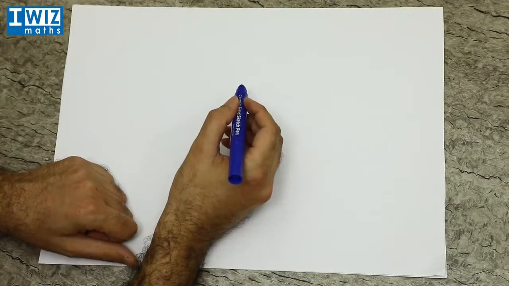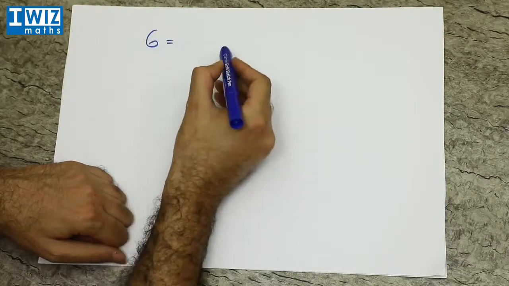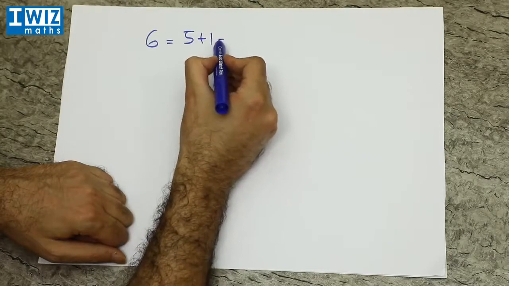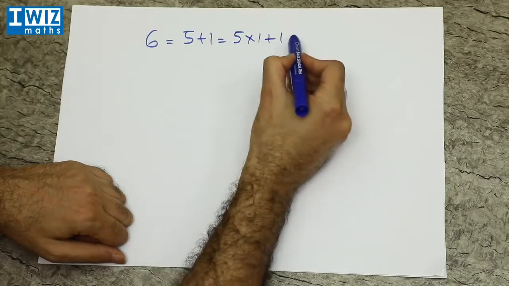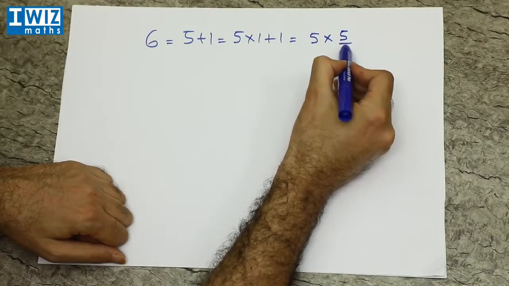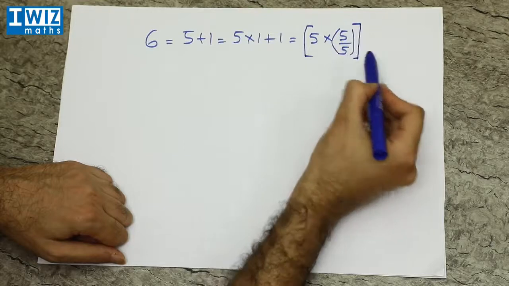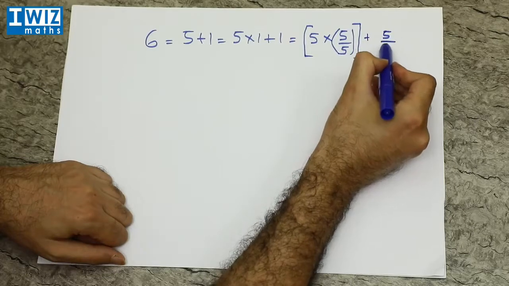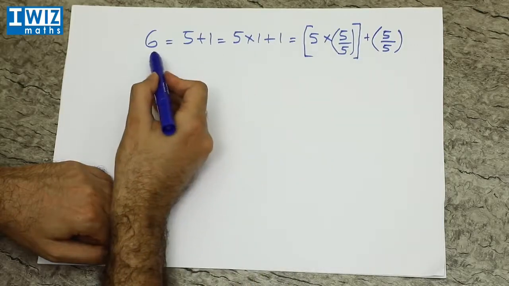Okay, so continuing on the puzzle, we need to get to the number 6 using 5 fives. Now 6 can be written as 5 plus 1, which in turn can be written as 5 times 1 plus 1. So that would be 5 times 5 divided by 5. And so that we don't make a mistake, let's put a bracket around it, plus 1, so that would be just 5 divided by 5. So that's 5 plus 1 is 6.